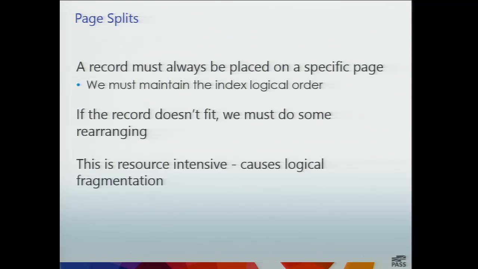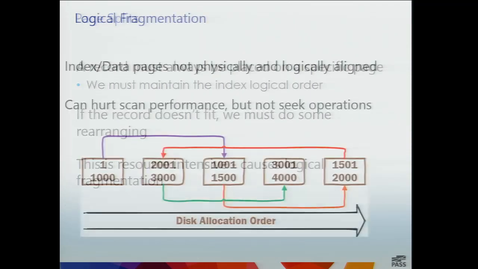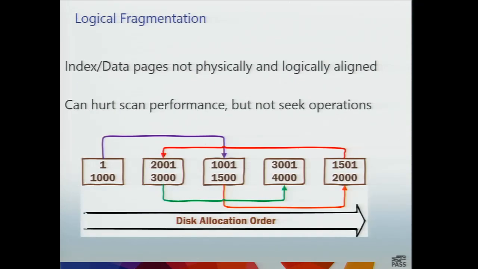So we have to create a new page, load half the data onto the new page, and then our linkages are kind of mismatched. Okay? So this can be resource intensive. We have to generate a lot of transaction log, and so there's overhead there. And this leads to logical fragmentation whenever we have a lot of page splits.